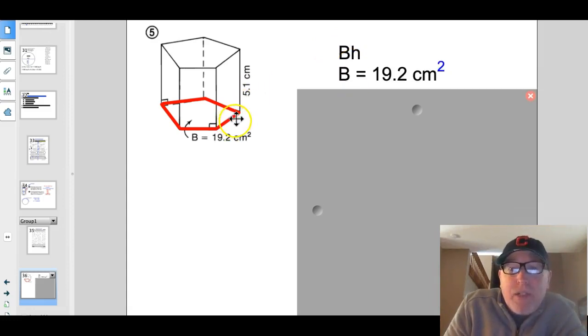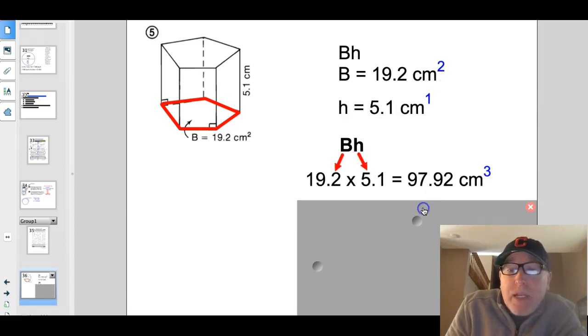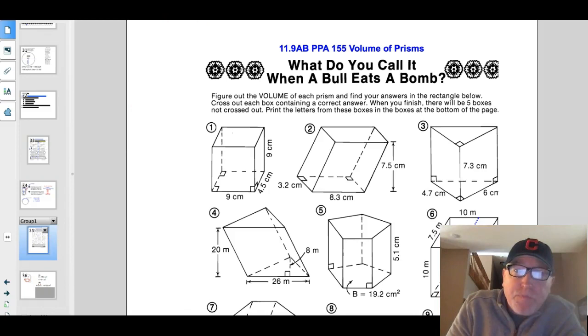The base is 19.2 centimeters squared. They've already given you the two-dimensional base. The height is 5.1. Just multiply them together. Base times height. 97.92.